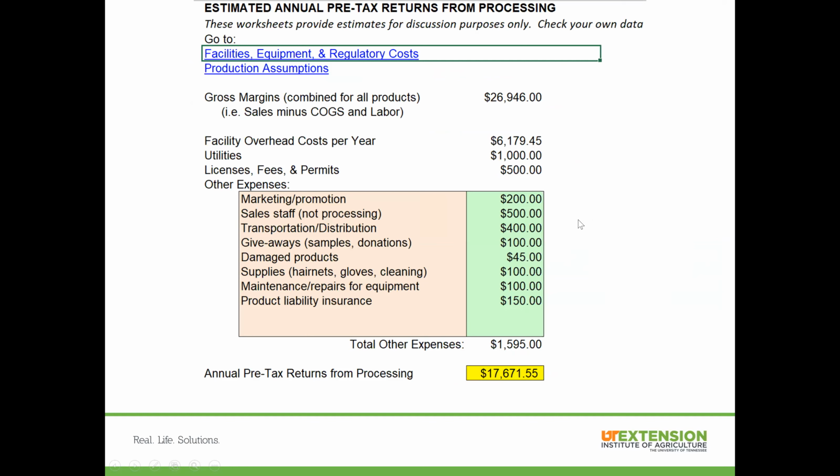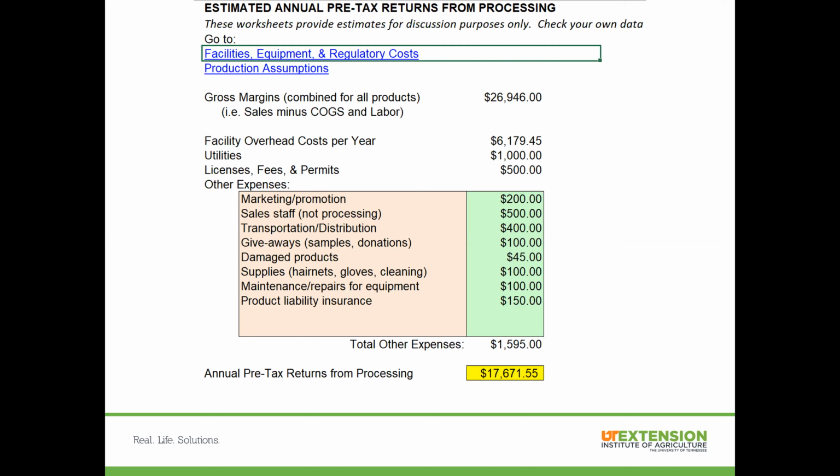So now I want to calculate what's my estimated annual pre-tax returns from processing. I want to put it all together, all 5 products that I'm going to make, and I will have done that analysis that we just did for each one of those products. Once I combine all of those gross margins, which is the revenue from sales minus the cost of goods sold and the labor, the gross margins for all of it together is almost $27,000.